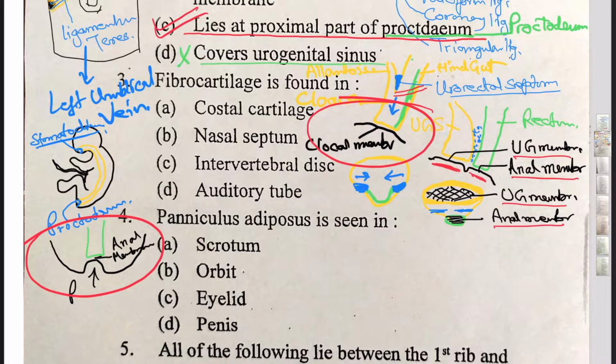Now question number 3. Fibrocartilage is found in costal cartilage, nasal septum, intervertebral discs, auditory tube.